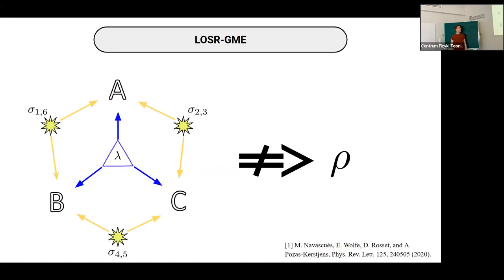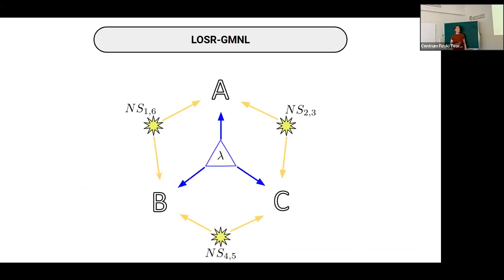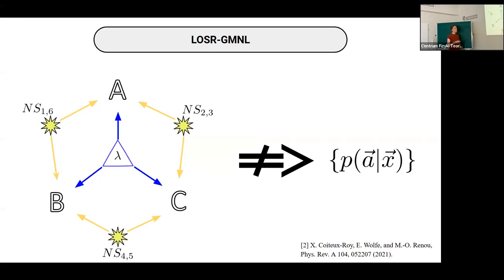Now the claim is that if through such a scenario you cannot reproduce a given state rho, then this state rho is LOSR GME. I stress again, this is true when this cannot reproduce this. This is a definition by negation, basically. And with LOSR GMNL, Genuine Multipartite NonLocality, it's basically the same thing, but you swap sources of quantum states for sources of some post-quantum correlations. The only thing that you require is that it's no-signaling. Then again, if a given behavior cannot be reproduced by such a network, then this behavior is LOSR GMNL. This is how you do it.